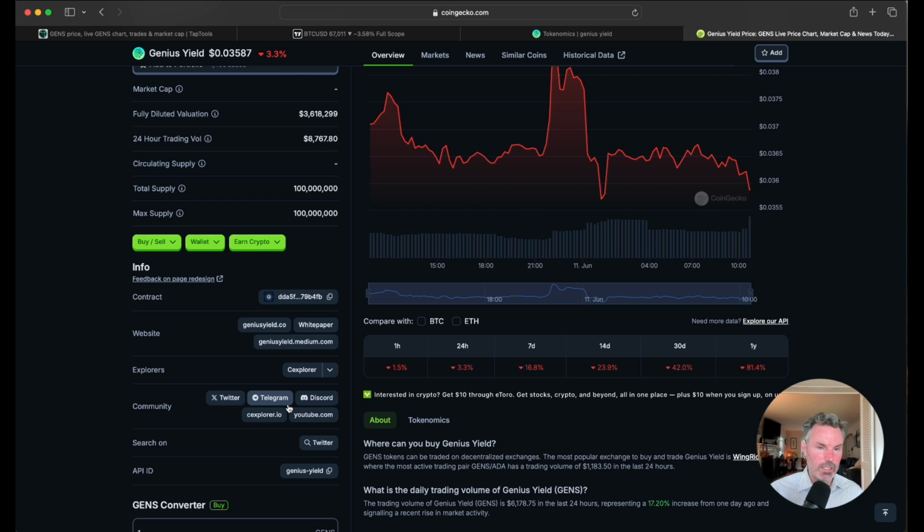And then you can speculate. This, I hope, inspires you to do your own speculation. Well, what do you think it could be? What if Genius Yield goes to $4? What if it goes to $5? What if it goes nuts and goes to $10?